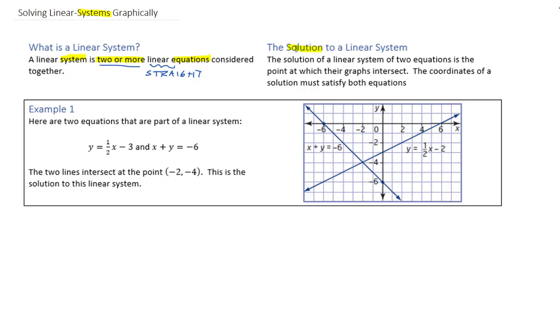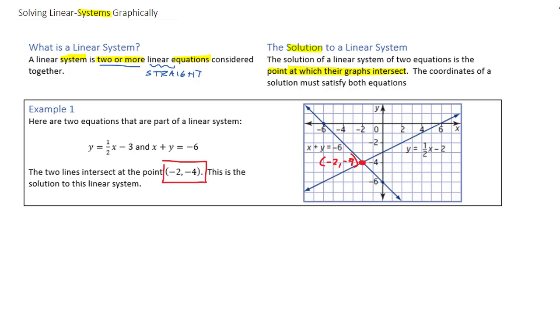Okay, so what's the solution then to a linear system? The solution of a linear system of 2 equations or more, and like I said, we're just going to look at 2 equations, is the point at which these graphs intersect. So the point of intersection. It's the point where they're the same. Looking at this example one, it's already drawn for us. Here are 2 equations that are part of a linear system. And what is the solution to that system? The solution is (-2, -4), which would be right here on our graph. So it's just the point where they intersect, and that's what a solution is.